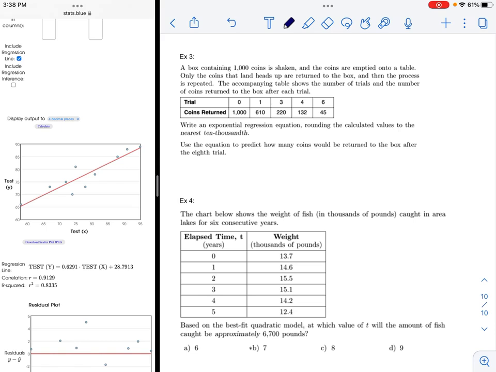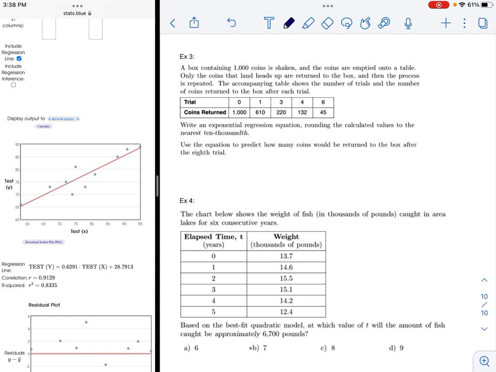So a box containing 1,000 coins is shaken. The coins are emptied onto a table. Only the coins that land heads up are returned to the box. And then the process is repeated. The accompanying table shows the number of trials and the number of coins returned to the box after each trial. So in science class, you guys might have learned about half-life. That's really what this is. It's an experiment for half-life. We could do it too if you haven't done it in science, but that's what this is really looking into.